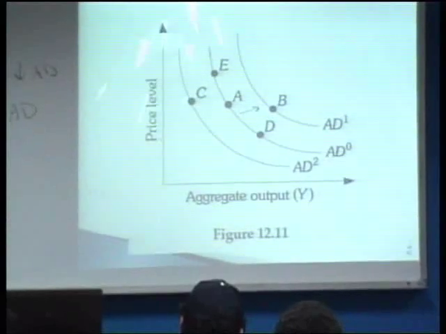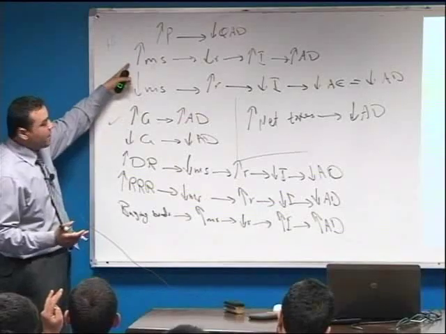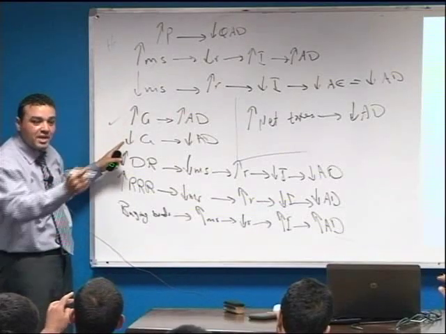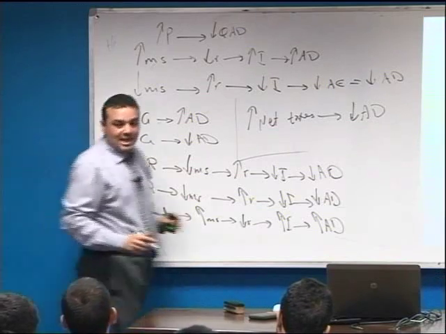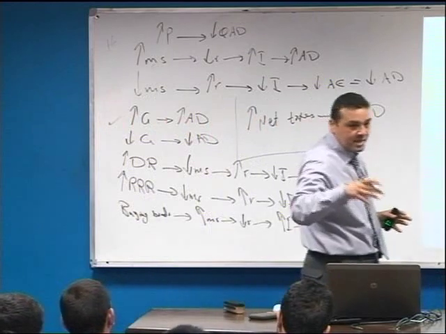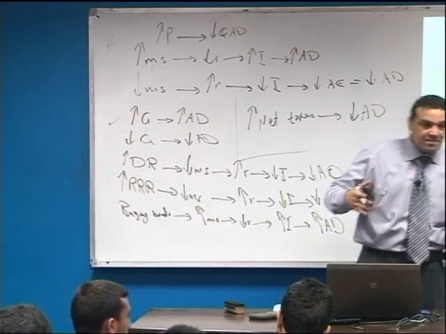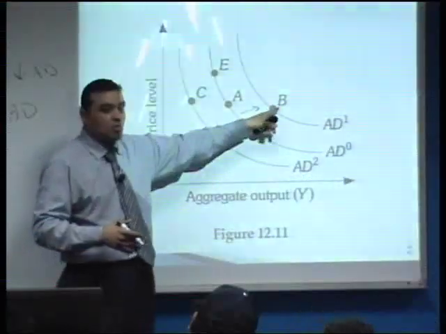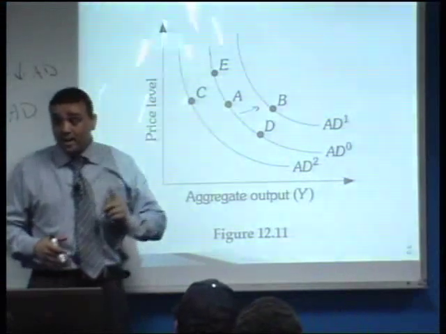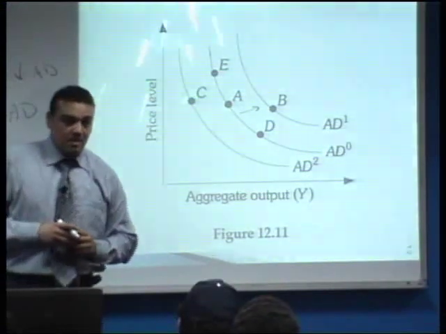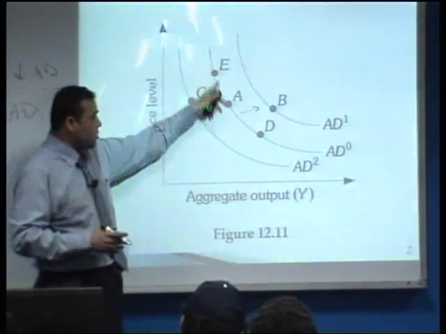Exactly, increasing the government spending, increasing the money supply, decreasing the discount rate. Exactly. So these are the main reasons for a rightward shifting of the aggregate demand curve, from A to B, right? And vice versa from B to A. But what about the shifting or the transfer from A to E?